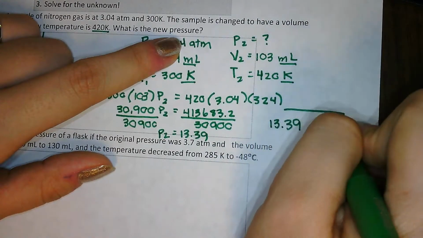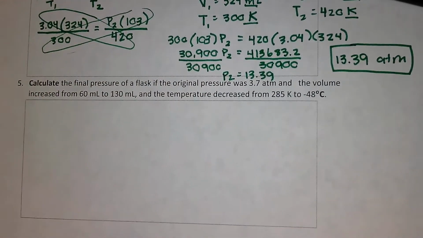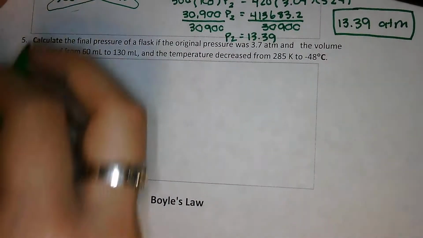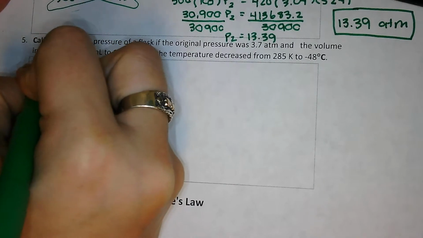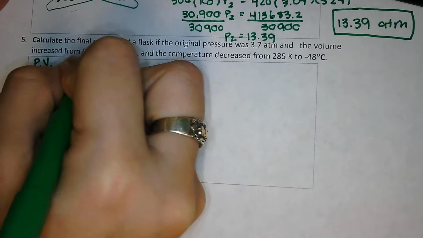Remember, units are very, very important for this unit. All right, next one. Same steps. We need to find our equation. P1 V1 over T1 is equal to P2 V2 over T2.